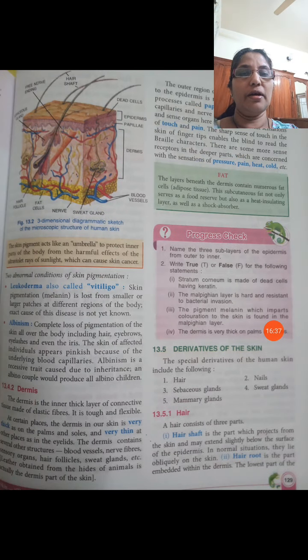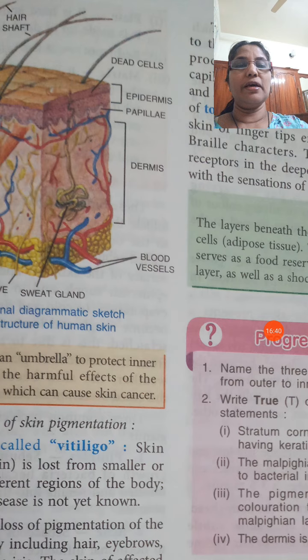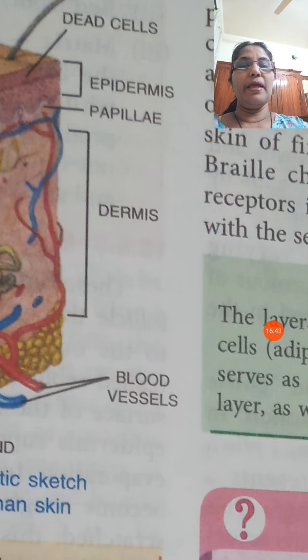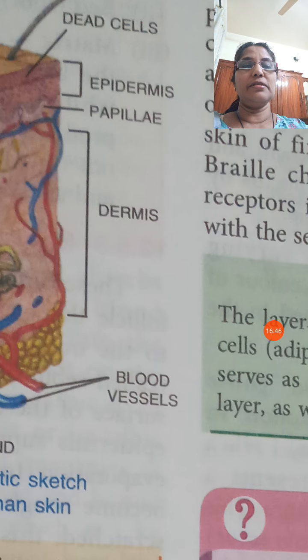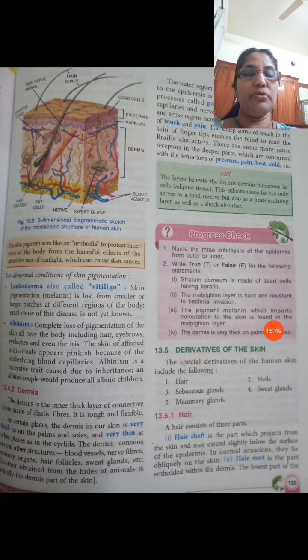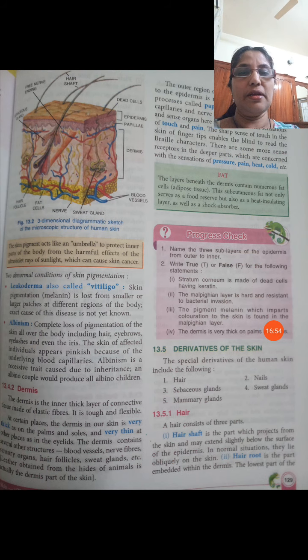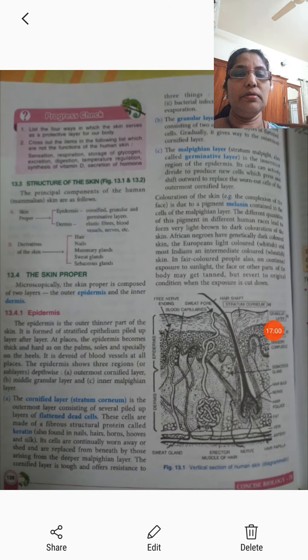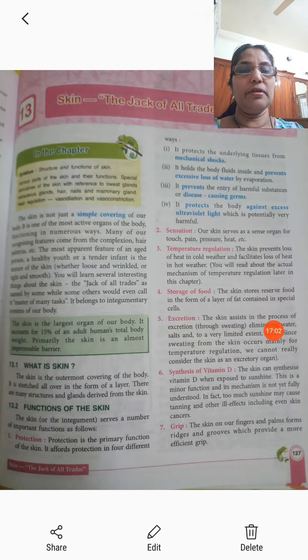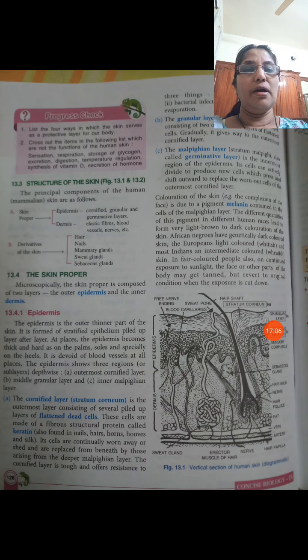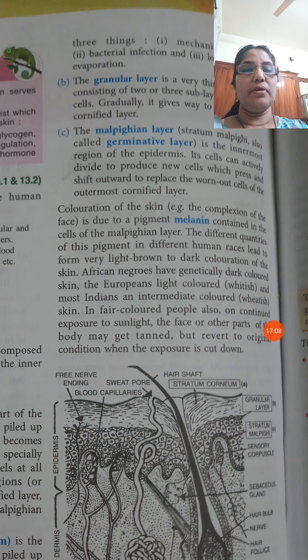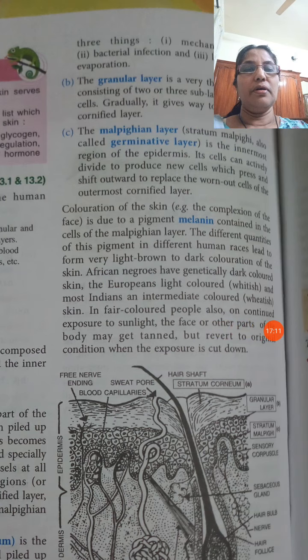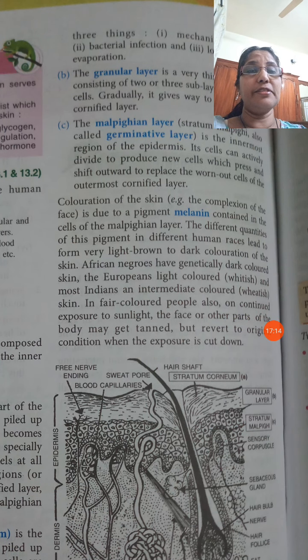Then another structure you can see here is the papillae. Papillae are certain areas that are bulging out on the skin, so that certain sensory cells may be present at that region of the papillae.